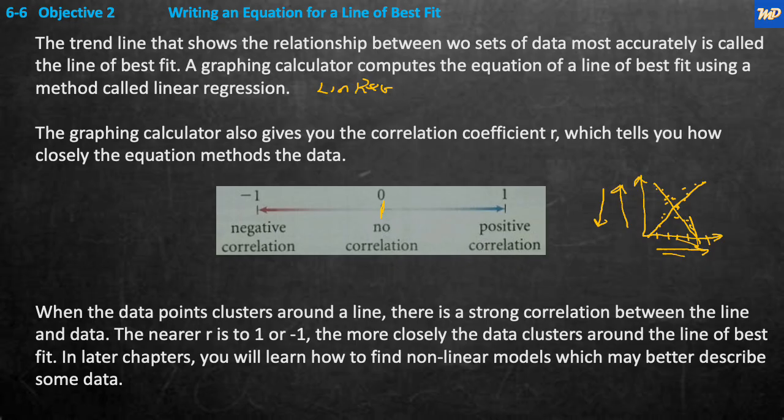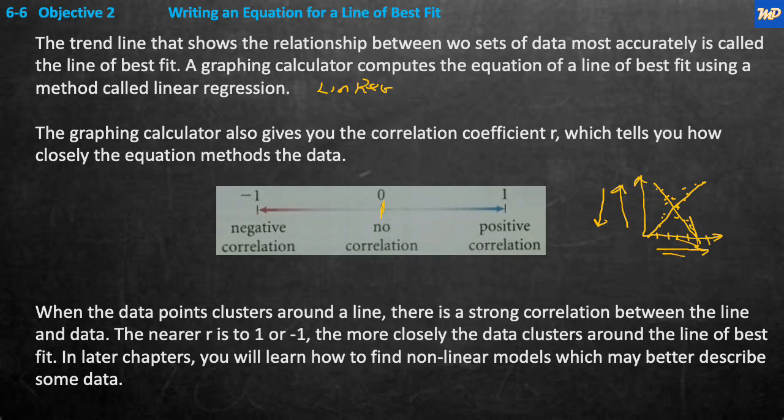So when the data points cluster around the line, there is a strong correlation between the line and the data. The nearer r is to 1 or -1, the more closely the data clusters around the line of best fit. We've kind of been showing you that.